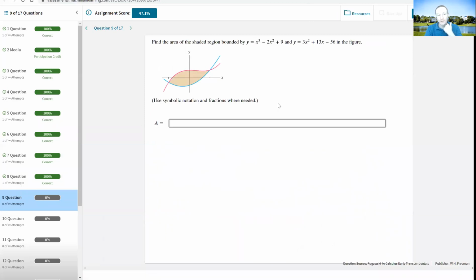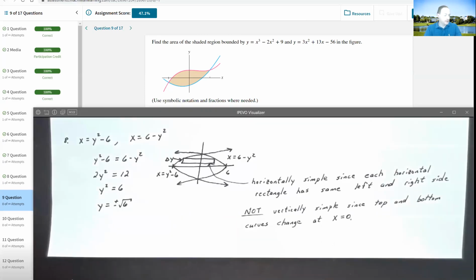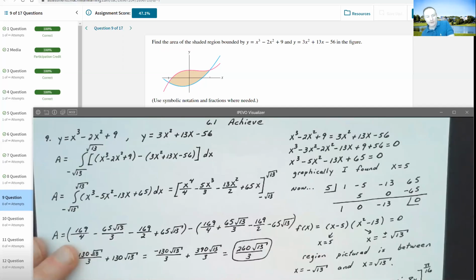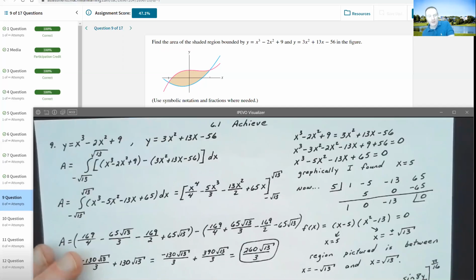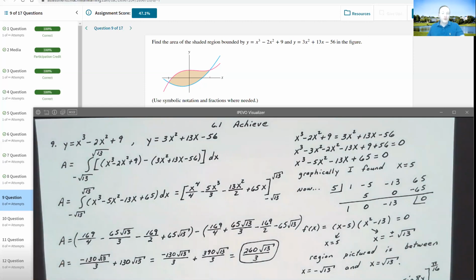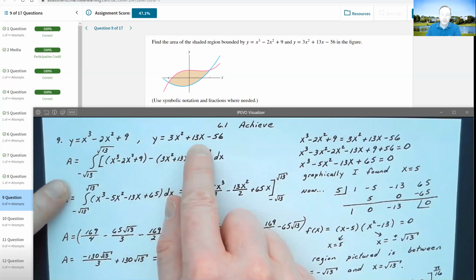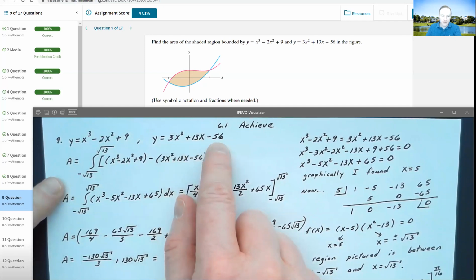For number 9, they're giving us a region that is vertically simple because I can immediately see my red function is always on top of my blue function here. So this is going to be the more standard case of problem. Here's where I worked out this problem. We're given x cubed minus 2x plus 9, and then 3x squared plus 13x minus 56.